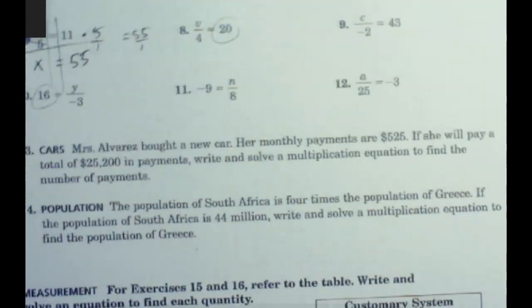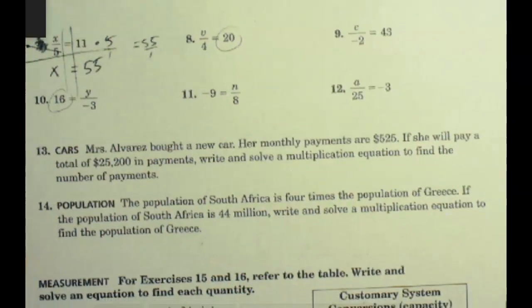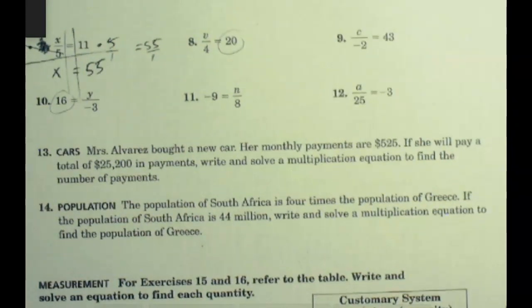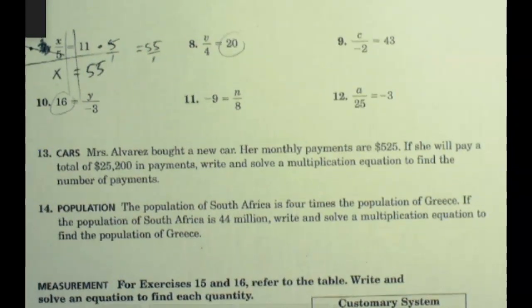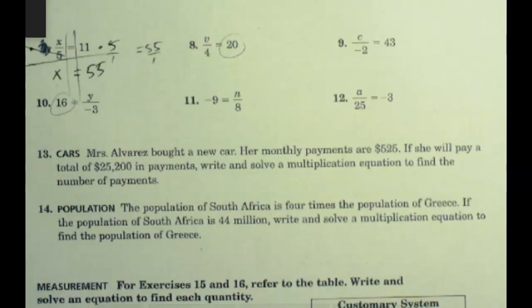Take a look at number 13. I'm going to have you write a couple of equations and then solve them for these problems here. So Mrs. Alvarez bought a new car. Her monthly payments are $525. She'll pay a total of $25,200 in payments. Write and solve a multiplication equation to find the number of payments.